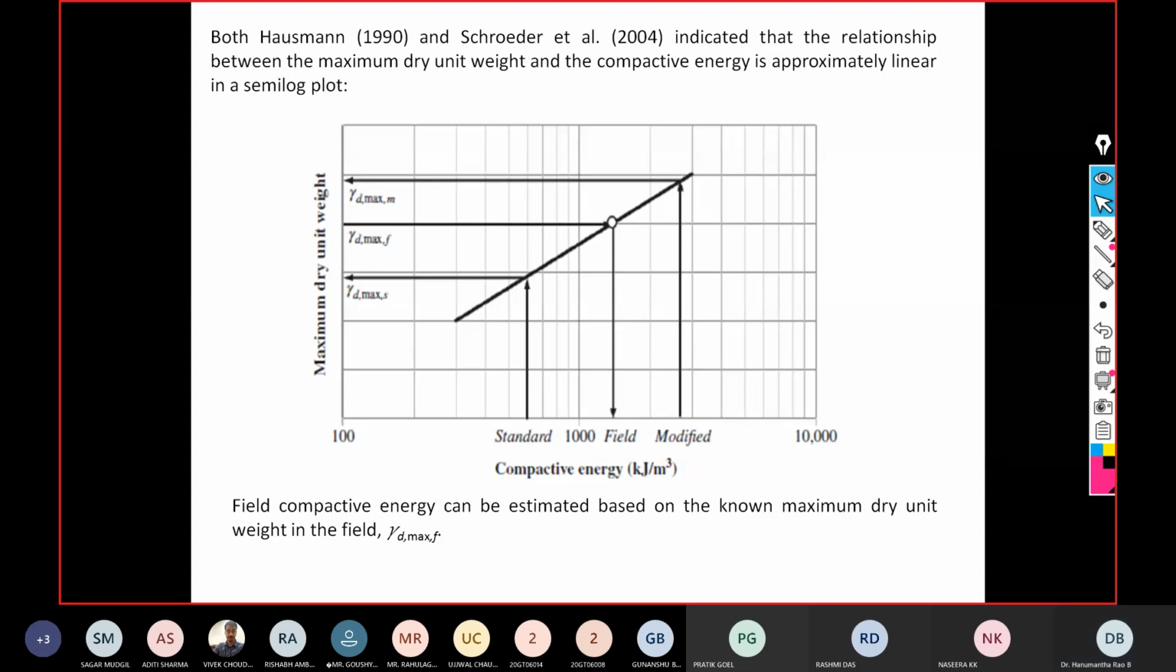So here, in order to ensure density, it must lie between the standard and the modified Proctor. So this is one of the cross verifications of the field density, whether or not we are achieving it in the field.